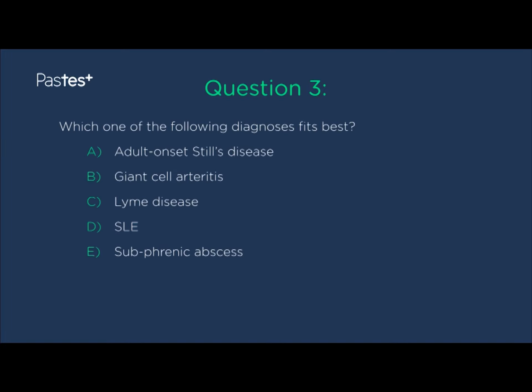So which of the following diagnoses fit best? A. Adult onset Still's disease. B. Giant cell arteritis. C. Lyme disease. D. Systemic lupus erythematosus, SLE. Or E. A subphrenic abscess. I'll let you think about these for a minute.